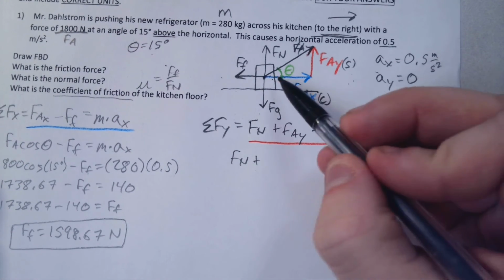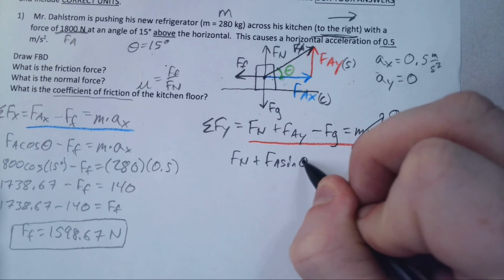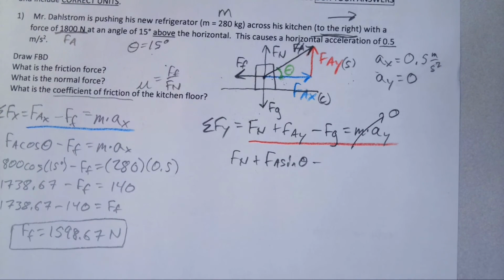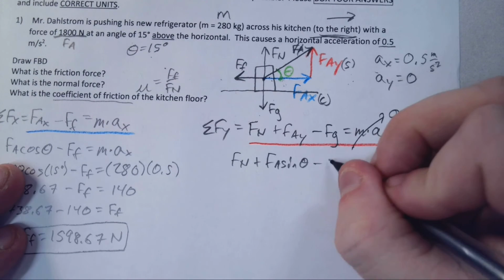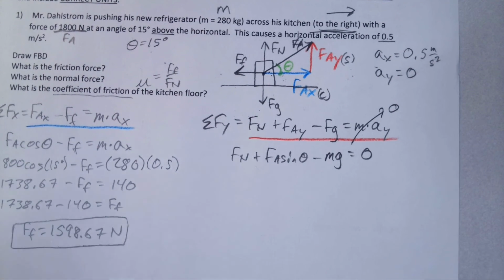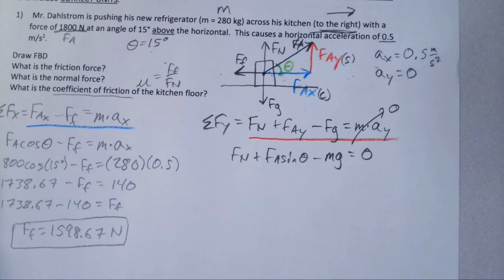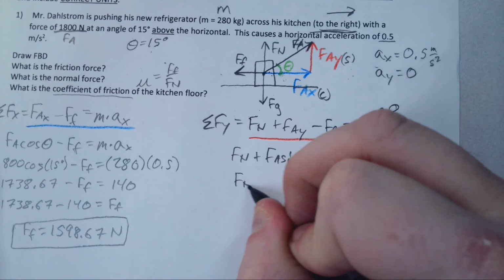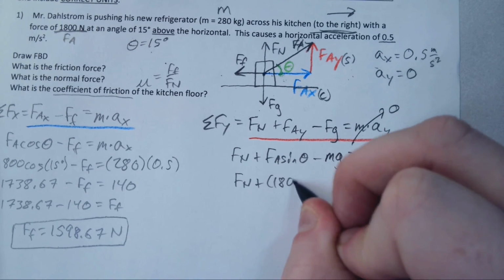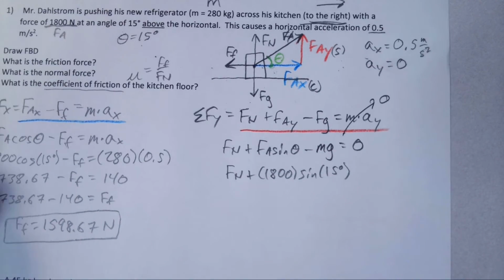Fa of y, it is not connected, so that means it's sine. That means it's F of a sine theta. What is Fg? What is the equation for force of gravity? Yes, it's mg. It's not g, it's mg. And now we plug everything in. We know the applied force, we know the angle, we know the mass, we know the acceleration of gravity. So we have enough here to solve. Make sure your calculators are in degrees.